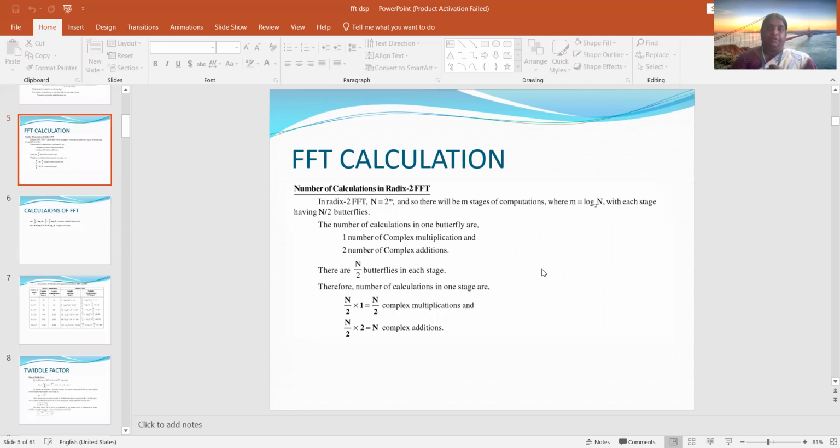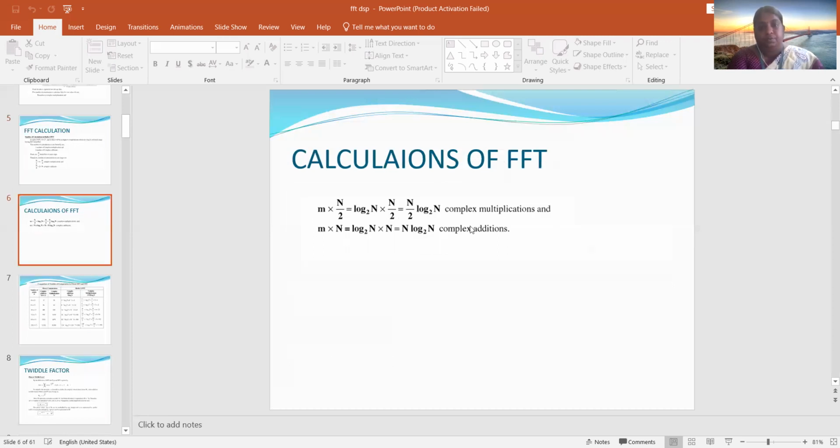So what is happening in the FFT calculation? The number of calculations in the radix 2 method: N is equal to 2 power m, so we will have m stages of computations, where m is equal to log 2 N, and each stage has N by 2 butterflies. The butterfly is a simplified method which we use in FFT calculation. The number of calculations in one butterfly is one complex multiplication and two complex additions. There are N by 2 butterflies in each stage. Therefore, the number of calculations in one stage is N by 2 complex multiplications and N complex additions.